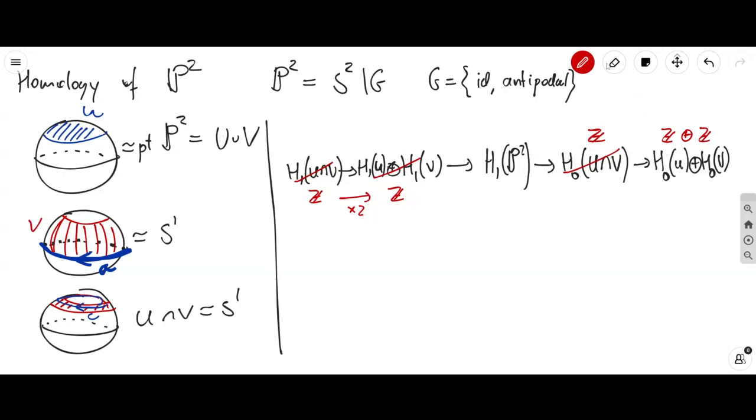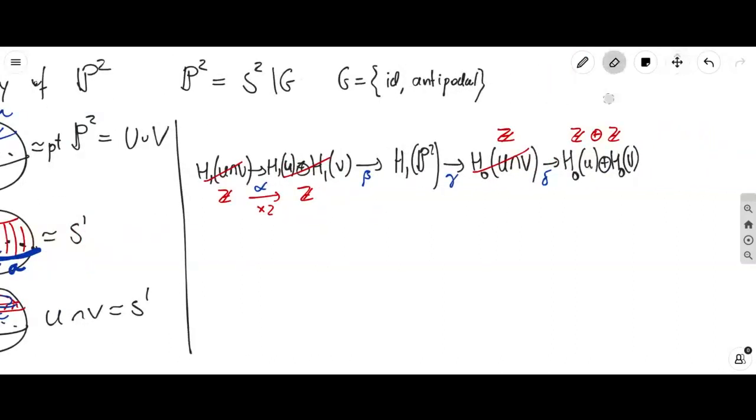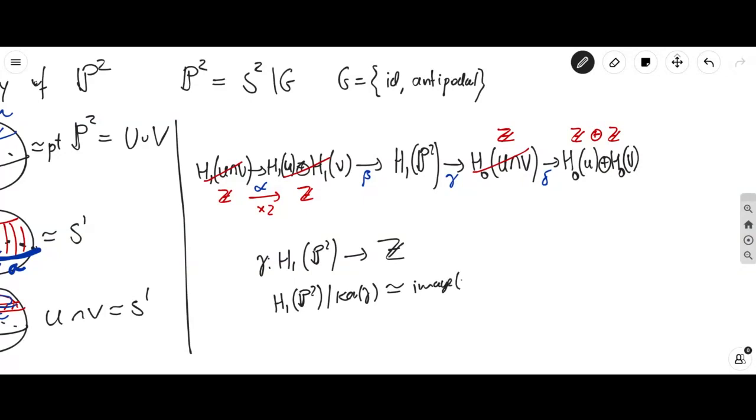And now let's give these mappings names. For lack of a better name, let's call this one alpha, this one beta, gamma, and delta. And now we're going to use this information to help calculate the homology. So let's focus on this map gamma. We have a map gamma from H1 of P2 into Z. So by the fundamental isomorphism theorem, this mod out by the kernel of gamma is going to be isomorphic to the image of gamma.